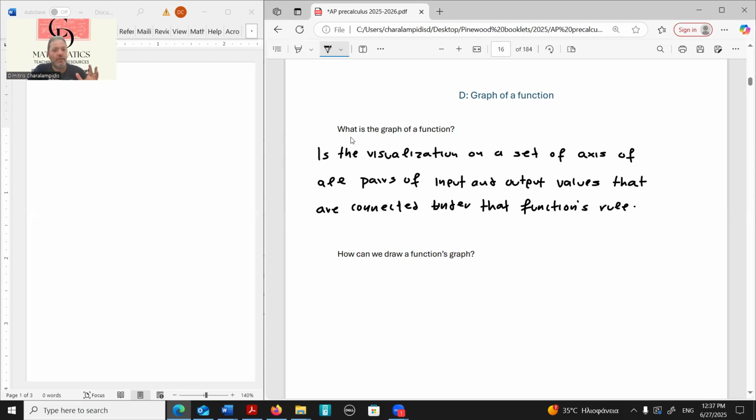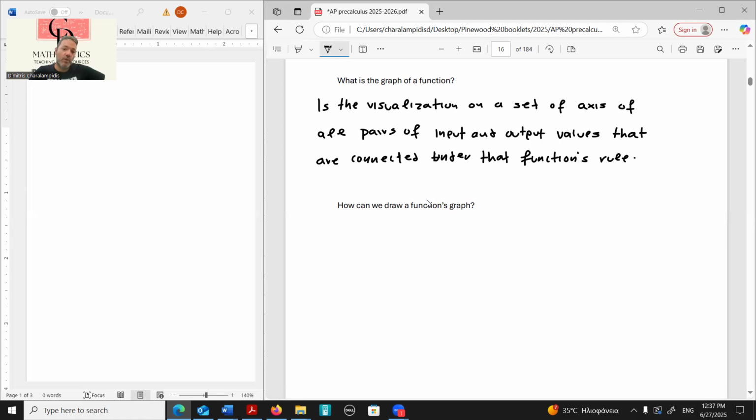Once again, it is the visualization, what we see on a set of axes. We need to have a set of axes, the vertical and the horizontal, on which we actually see all pairs of input and output values, all the ordered pairs, that are connected to each other under its function's formula. And this definition could actually answer the following question. How can we draw a function's graph?